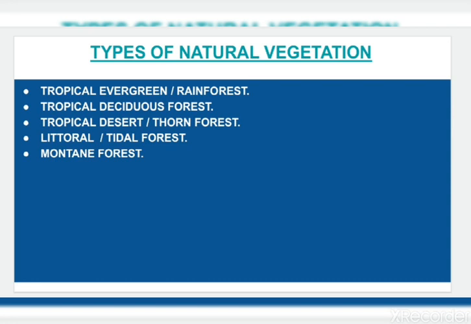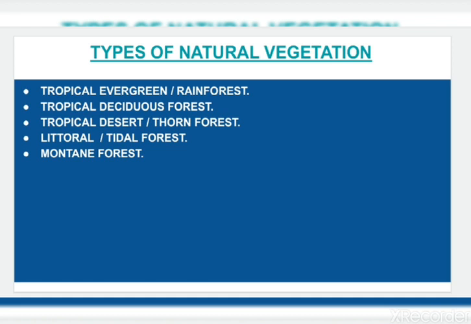Now, moving next, we will learn the types of vegetation. In India generally we see varieties of trees as well as forests, but there are mainly 5 types of natural vegetation we see. What are these? First is the tropical evergreen or rainforest, then tropical deciduous forest, tropical desert or thorn forest, then littoral forest or tidal forest, and fifth is montane forest.